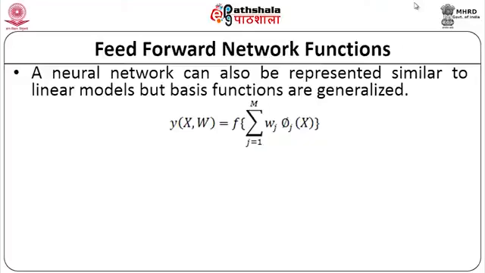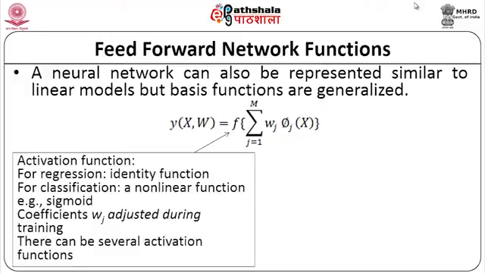So, you have y of x comma w equal to f of the sum, where j is equal to 1 to m, of wj phi j of x. We will come to that in detail. Here, this function f that you use to process the weighted input is called the activation function. For regression it can be an identity function, for classification it can be a nonlinear function such as a sigmoid function, for example. The coefficients wj are adjusted during training and there can be several activation functions. So, that is the activation function.